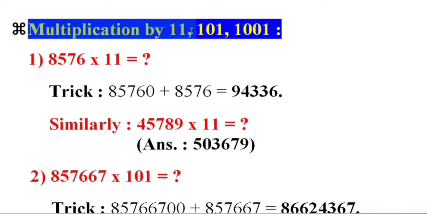Multiplication by 11, 101 and 1001. 8576 into 11 equals what? Write down 0 for 11 besides the original number 8576, plus 8576 equals 94336. Similarly, 45789 into 11 equals what? Answer is 503679.